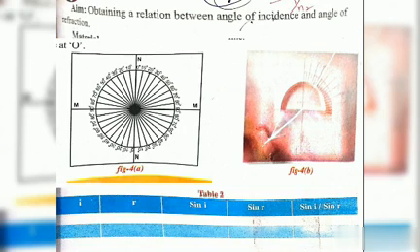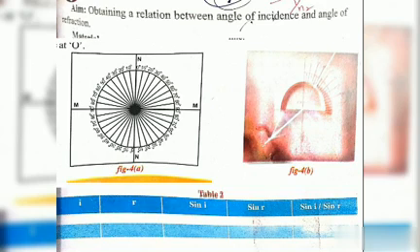To perform this activity, we need a white chart, a wooden plank, a protractor, a scale, a small black painted plank, a semicircular glass disc of thickness nearly 2 cm, a pencil and a laser light. So how can we perform this activity?